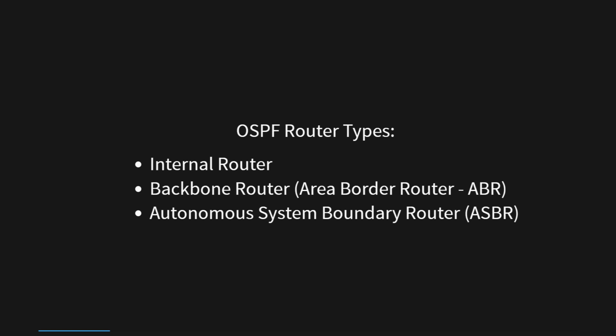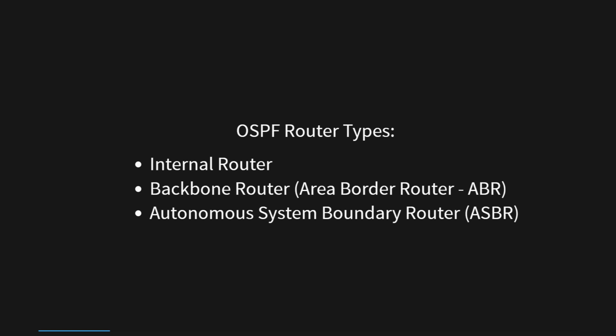Here are the OSPF router types. 1. Internal router. An internal router functions exclusively within a single OSPF area, possessing in-depth knowledge of the area's topology and routes. However, it remains unaware of the OSPF areas outside its designated scope.